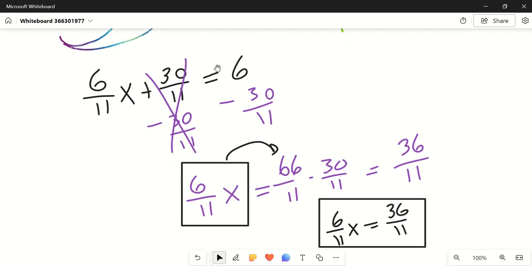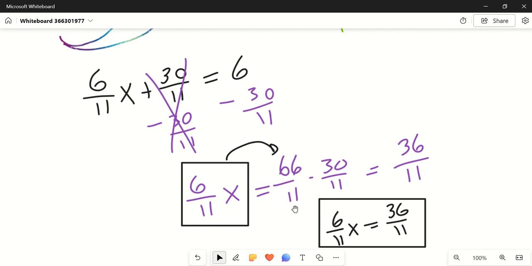So now I have 6/11 x plus 30/11 equals 6. I need to get rid of that 30/11. I subtracted the 30/11, that cancels out, but I have to subtract the 30/11 from 6. This is where I get 6/11 x by itself on this side equals 6 minus 30/11. I had to put 6/1, and I can't subtract a fraction unless they have common denominators, so I had to multiply this by 11.